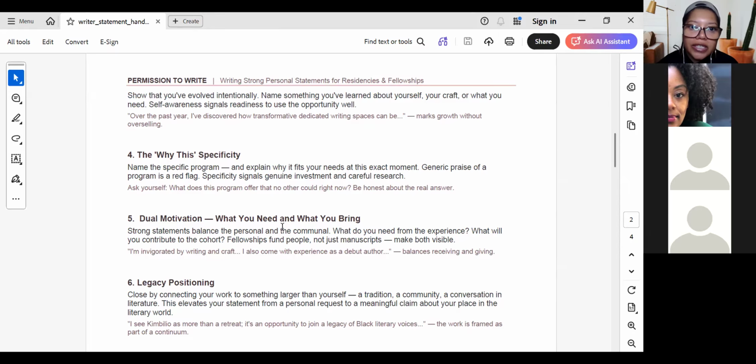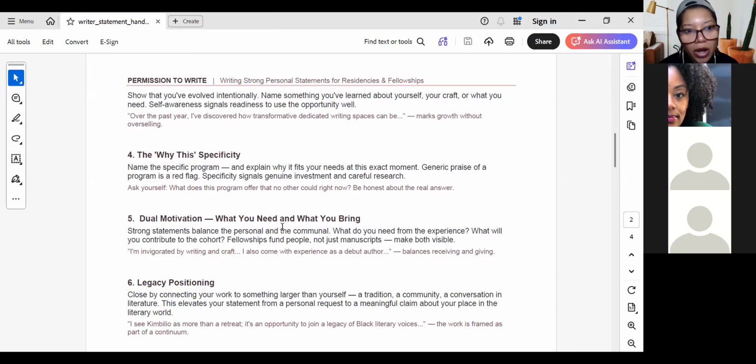Five is dual motivation. What you need from the residency, but also what you bring, right? That's interesting too, because I think sometimes you come to it and you're like, yeah, I need this, but it's a good question to say, what do you also bring to it? And so a strong statement to me balances the personal and the communal, not just what you need from the experience, but what will you contribute to the cohort. Again, fellowships fund people, not just manuscripts. So this is an idea of how to make that really tangible.